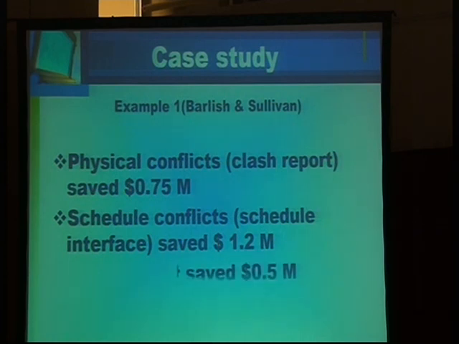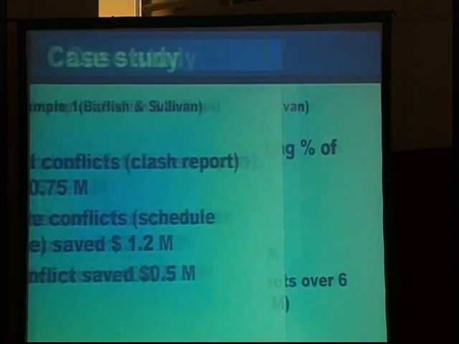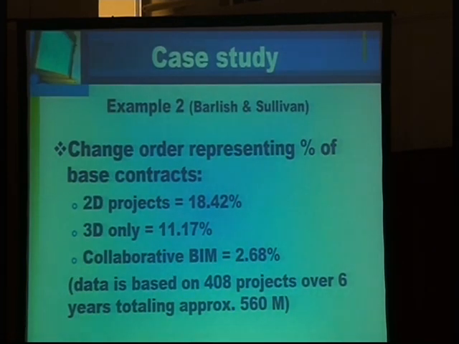Schedule conflicts were able to save $1.2 million. Data conflict 0.5. And change of order is a big issue. If you compare the 2D projects, there was 18.4% change of order. In using BIM, only 2.8. And the goal is to make it 0. Okay? So it's a lot, and in a big project this means huge money.